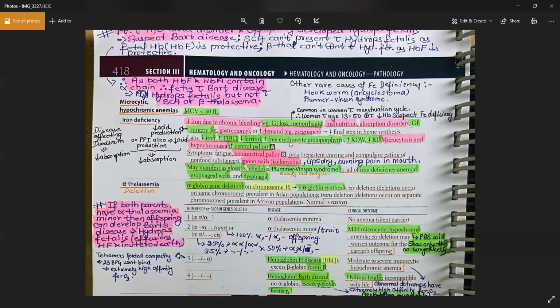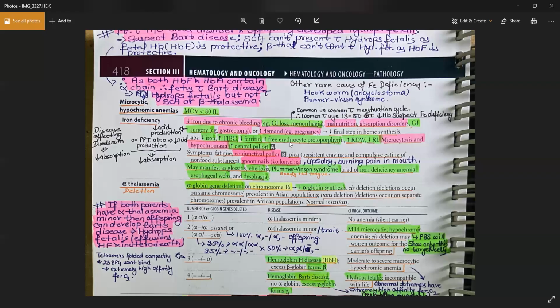That means the bone marrow cannot form the RBCs, right? When the bone marrow cannot form the RBCs, you will have a low reticulocyte index because the disorder ultimately affects the bone marrow, not the peripheral blood only. Is that okay? Yeah. On the PBS, you will see the microcytosis and the hypochromasia.